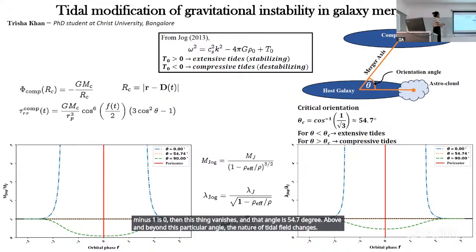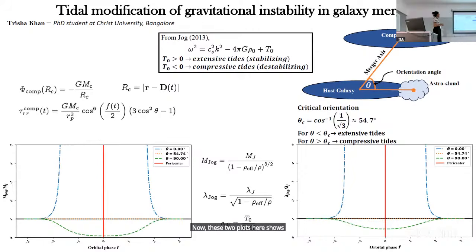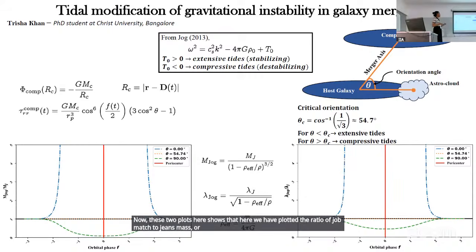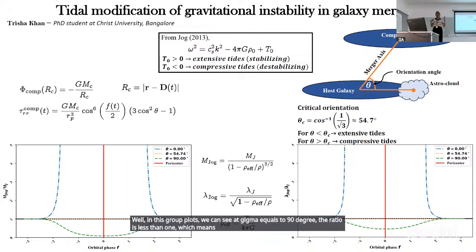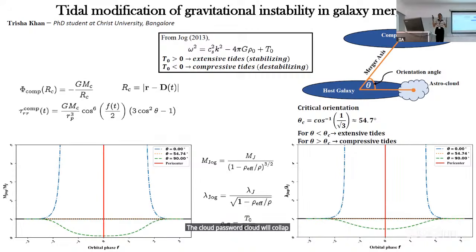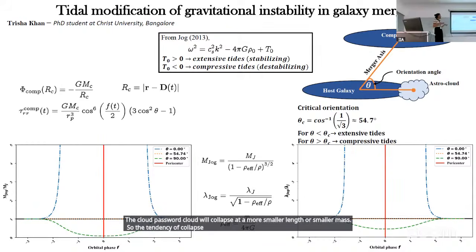Now, these 2 plots here show the ratio of Jeans mass to Jeans length, sorry, the ratio of job mass to Jeans mass, or the job length to Jeans length, plotted against orbital phase. In these 2 plots, we can see at theta equals 90 degrees, the ratio is less than 1, which means that job mass is less than Jeans mass, or job length is less than Jeans length. This physically means that the astrocloud will collapse at a smaller length or smaller mass. So the tendency of collapse is more, hence the nature of the tidal field is compressive.